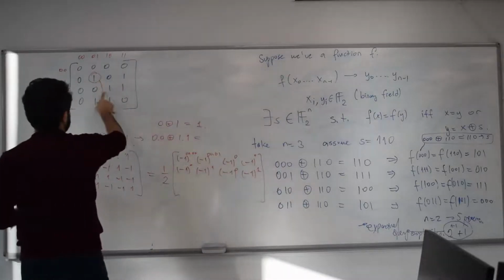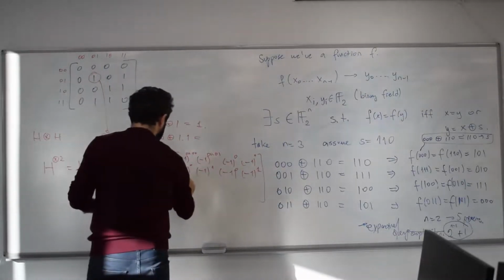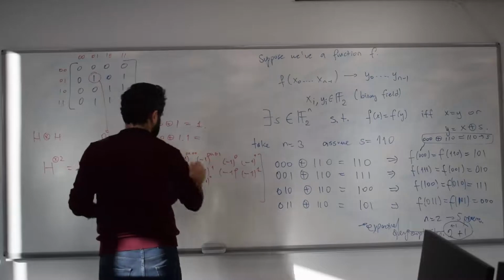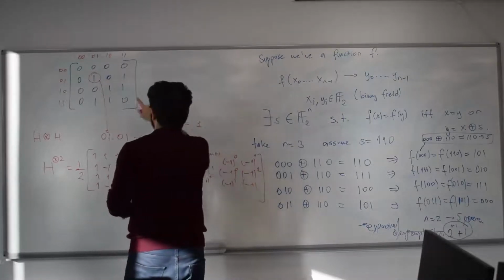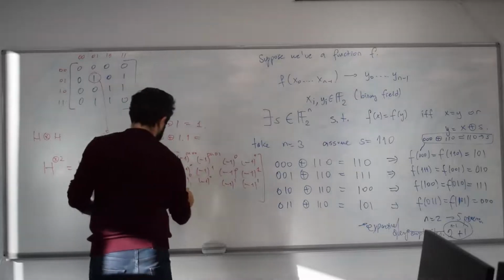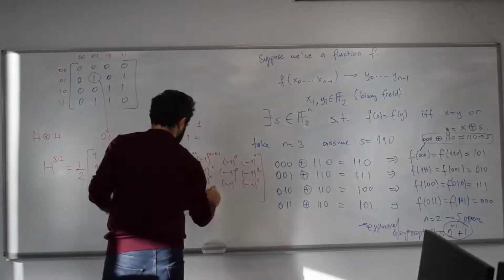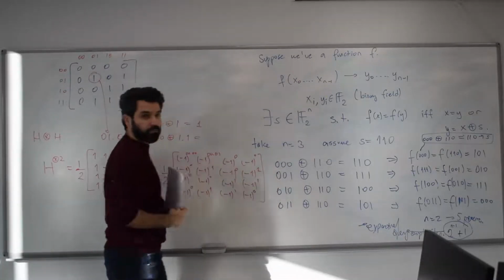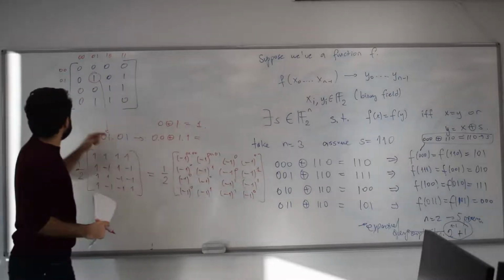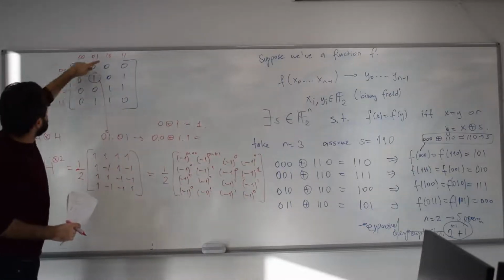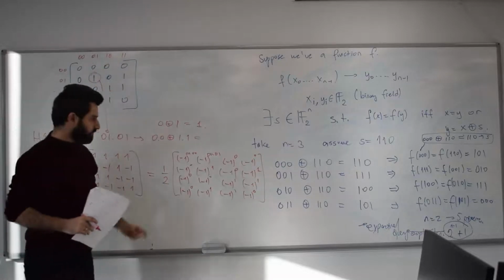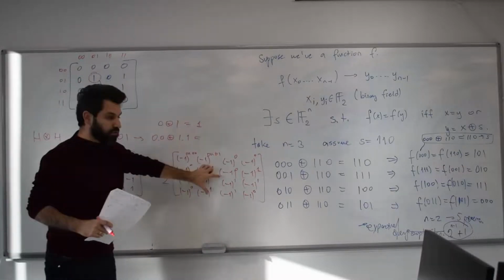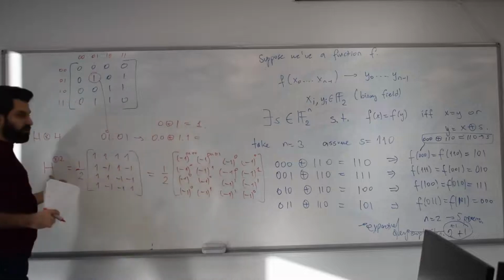You see these? These are going to be your exponents. Minus 1 raised to the power 0, minus 1 raised to the power 0, and minus 1 raised to the power 1, and minus 1 raised to the power 1. And finally, minus 1 raised to the power 0, minus 1 raised to the power 1, minus 1 raised to the power 1, and minus 1 raised to the power 0. All of these exponents are just the dot product of the row and column indices. So you can use the entries of this matrix as the exponents of minus 1, and that gives you the Hadamard gate.